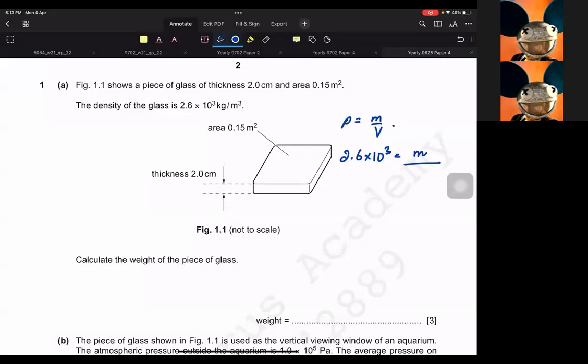So you do density is equal to mass over volume, and the volume has to be basically the area, which is this, times the thickness. And now because you see it is in centimeters, you have to change it into meters. So when you do this, let me do it on my calculator quickly.